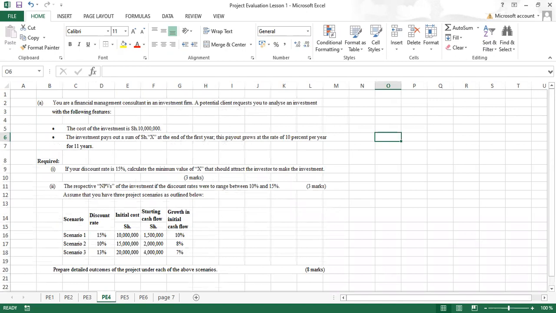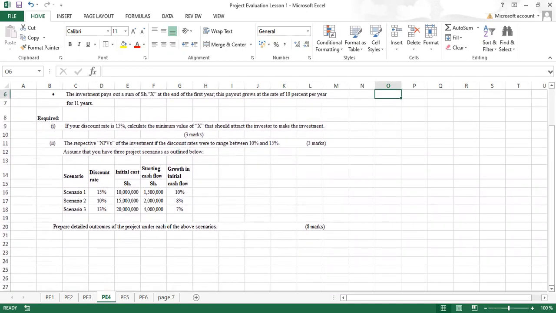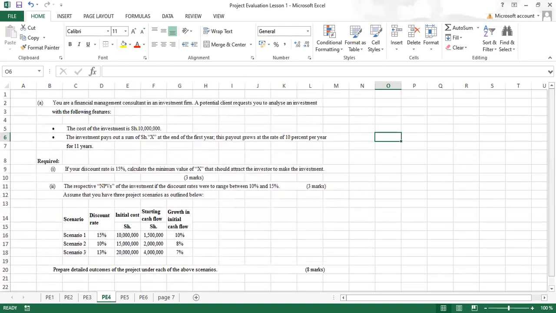We go to part 4 of the question. Yeah, I'm trying to save time. So part 4 of the question. This one was in the pilot paper, December 2022 pilot paper. So let me read it. You are a financial management consultant at an investment firm. A potential client requests you to analyze an investment with the following features.